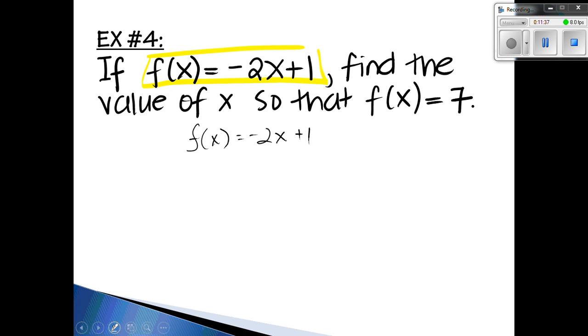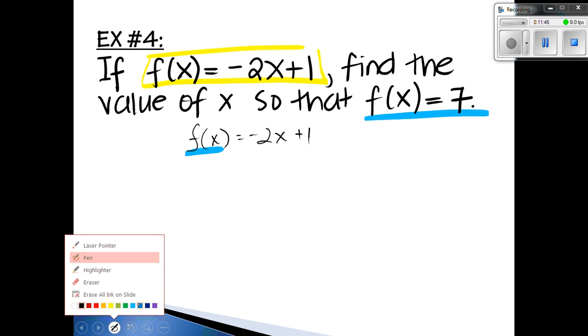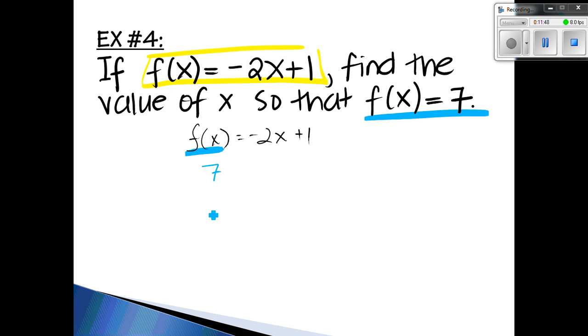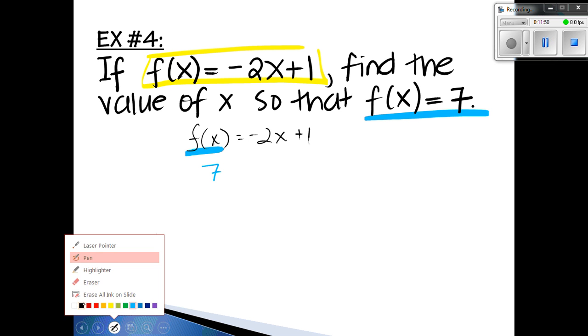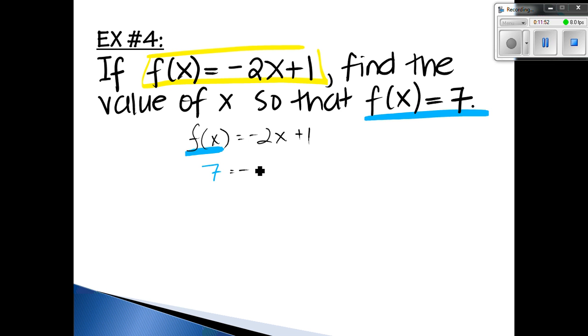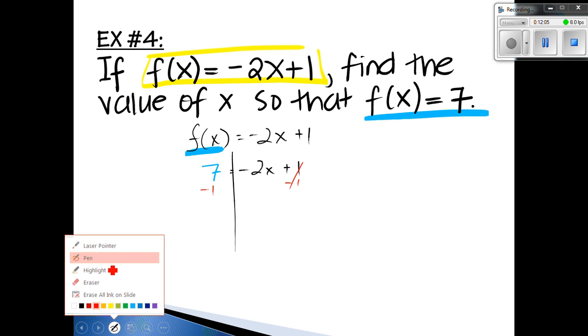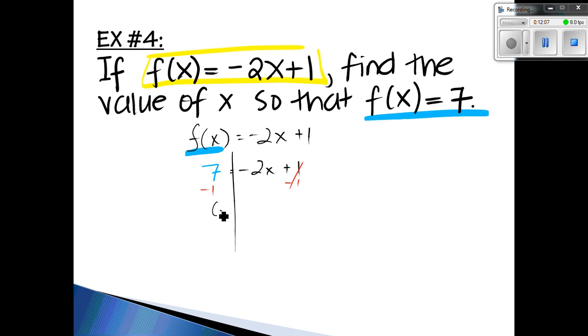But then what are they telling me? They're telling me what happens when f of x equals 7. So wherever f of x is, guess what we're going to put there? Yeah, I'm going to put a 7, and I want to know what happens with the rest of this. So I need to solve this. And how do we solve? If I'm solving for x, the first thing we're going to do is subtract 1 from both sides. 7 minus 1 is 6, and we get 6 equals negative 2x.